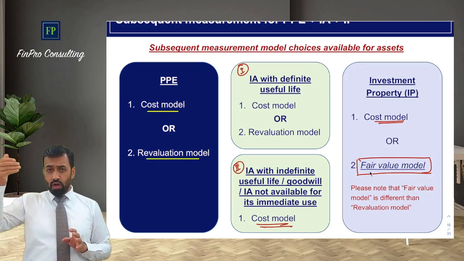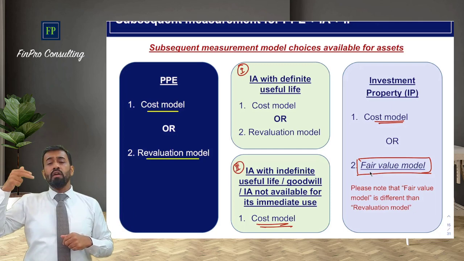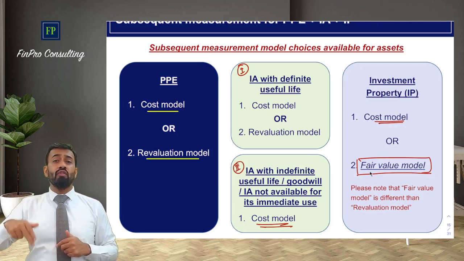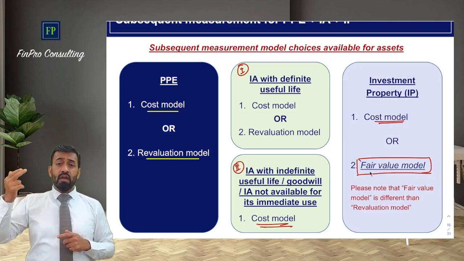Investment properties: cost model or fair value model. Cost model is exactly like PP. Fair value model means mandatory fair valuation on each reporting date with all gains and losses to P&L. If one property is fair valued, all properties must be fair valued.